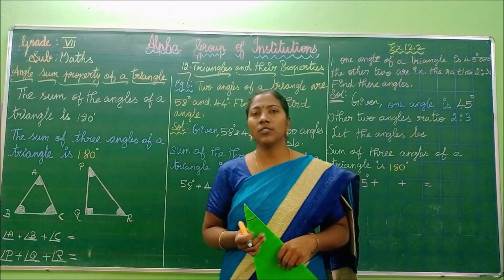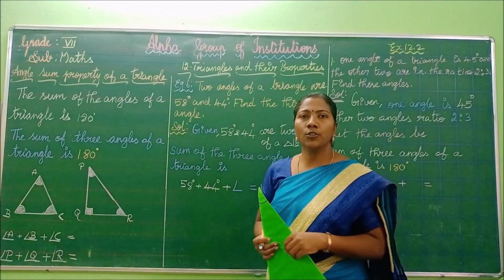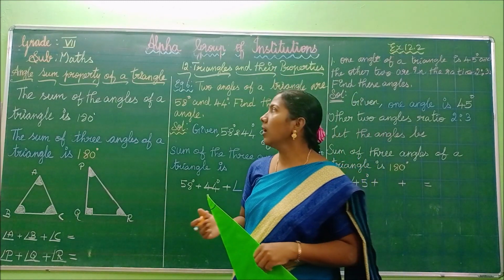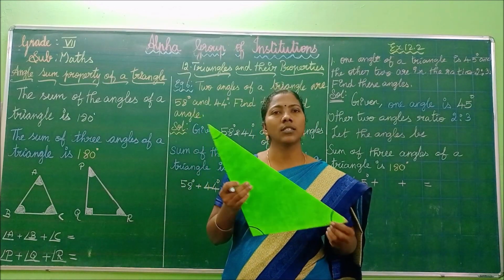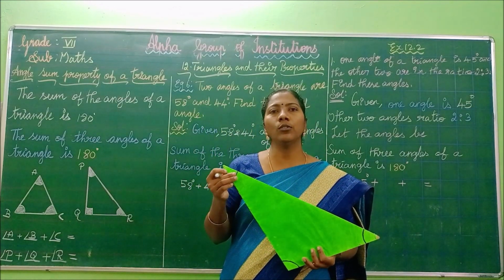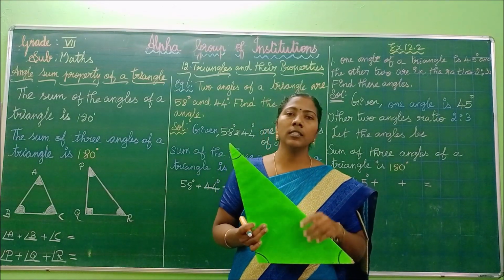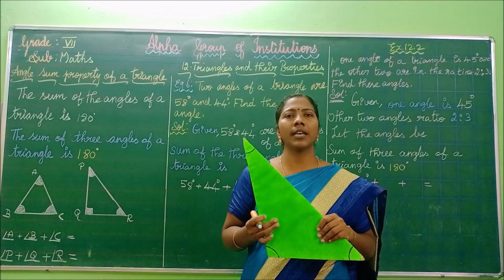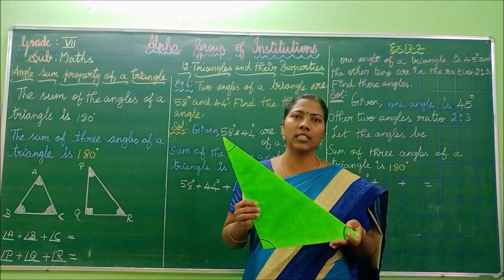We are still seeing chapter number 12, triangles and their properties. In today's class we are going to see some more concepts based on triangles. What is this? Triangle. Now we are going to see the special properties of a triangle. A triangle has how many sides? 3 sides. 1, 2, 3. These are the 3 sides of the triangle.